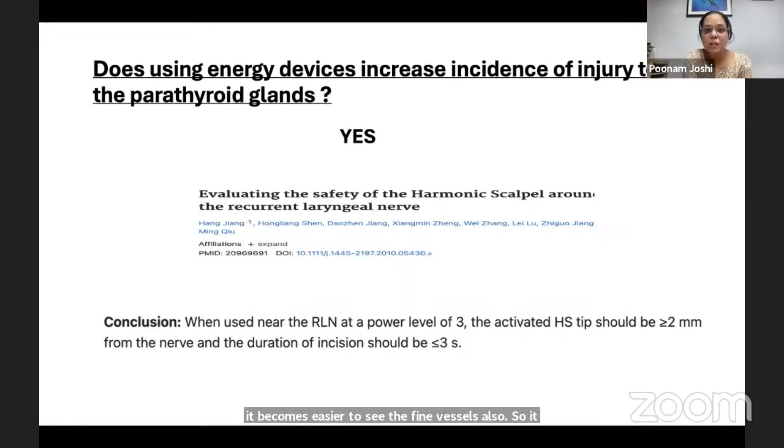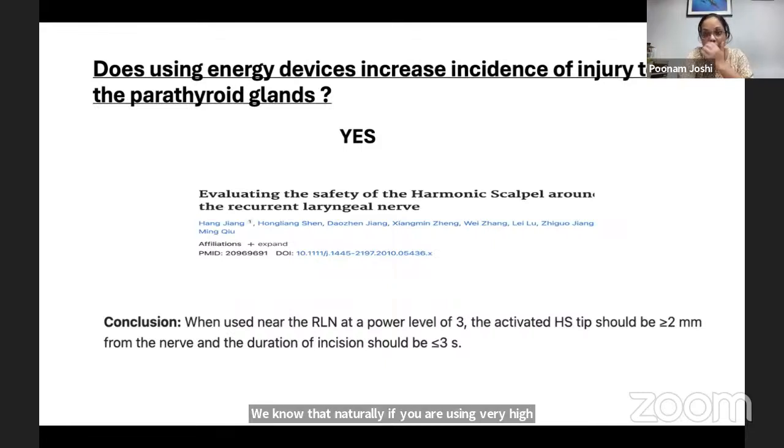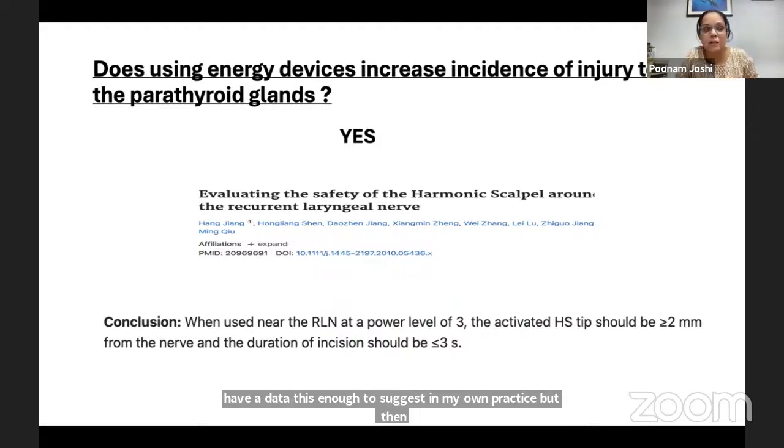Does using energy devices increase the incidence of injury to the parathyroid glands? We know that if you are using very high energy devices, even in my own practice, if you use a monopolar cautery, even though I don't have enough data to suggest it, you do injure the blood vessels around the parathyroid.